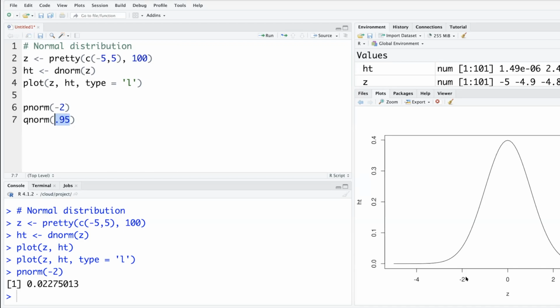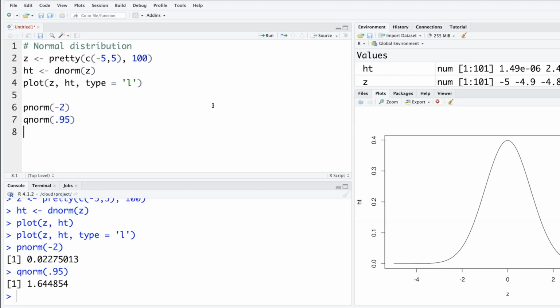Obviously, z cannot be negative. Area to the left of zero is 50%. If it is negative, then it is going to be less than 50%. So 95% means it has to be a positive value. So if you run this, you get 1.64.